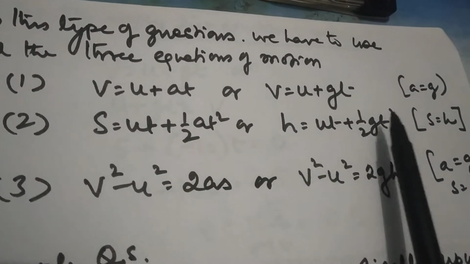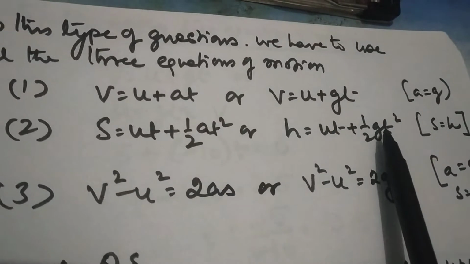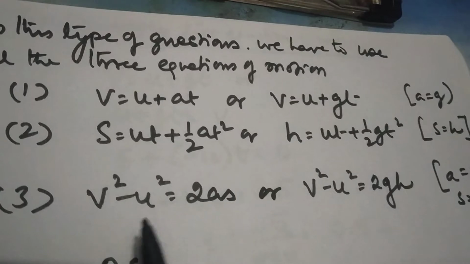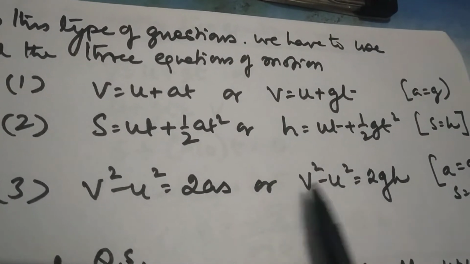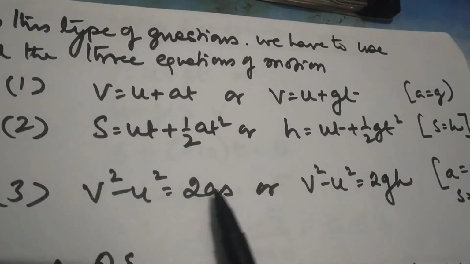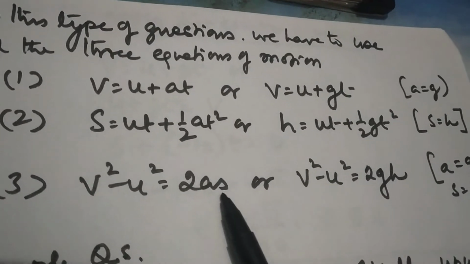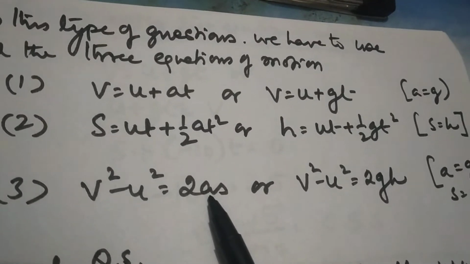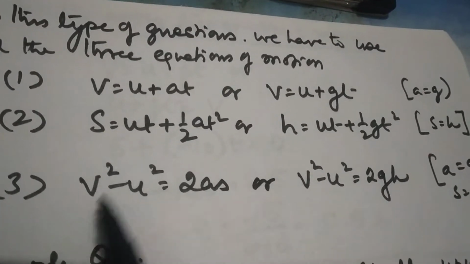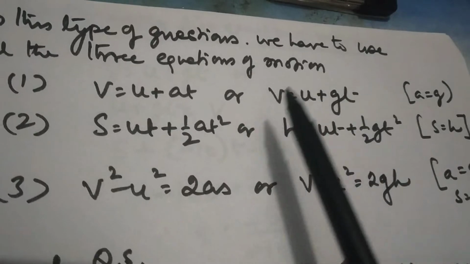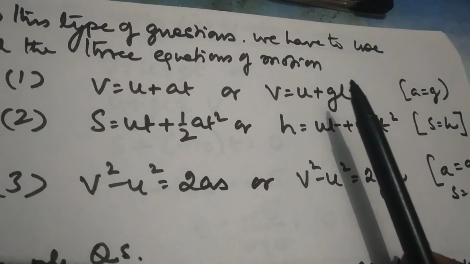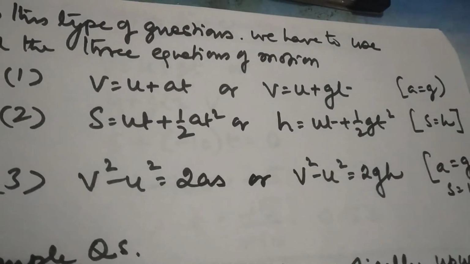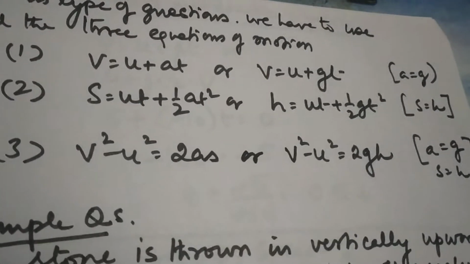h is equal to ut plus half gt square, where you can write g in place of a. Third, v square minus u square is equal to 2as. v square minus u square remains as it is, but where there is a we can write g, and where there is s we can write h. Here s can be the vertical height and a can be g. So you can use any of the equations. Preferably this is better because you know a is g and s is the height. No matter which formula you use, use it properly.